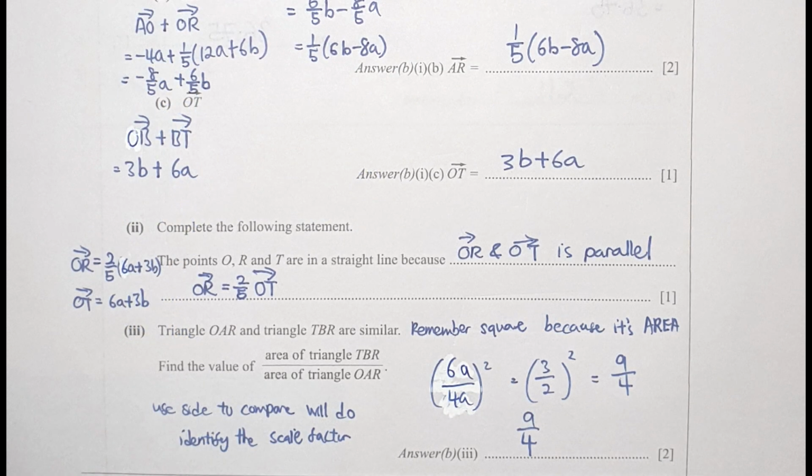So complete the statement. The points O, R and T are a straight line because OR and OT are parallel. The reason being attached is the supporting reason. So OT's value is actually 6A plus 3B, and OR is actually 2 over 5 of 6A plus 3B. So then we convert that, OR equals 2 over 5 of OT. Hence it proves it is parallel.